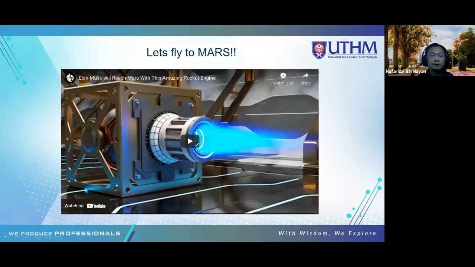So we can see that in the future there will be this kind of plasma machine that will be used for the future of Mars exploration. So in short, we can see that plasma propulsion is the technology that they will use for the future of space exploration. That's the only way of using plasma propulsion.